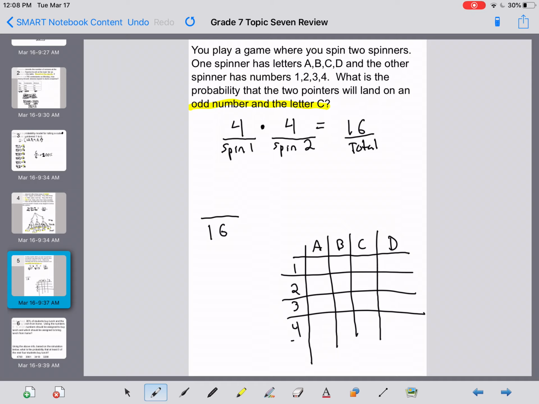Now, since I'm just looking for the probability, I do not need to fill in every part of the table. I'm just going to see where I have an odd number and the letter C. I know it's going to have to fall in here because that's the only option where I have a letter C. And an odd number can be here or here. So there's only 2 possible outcomes. So it's 2 out of 16, and I can reduce that to be 1 out of 8. So the probability that you get an odd number and the letter C is 1 out of 8.